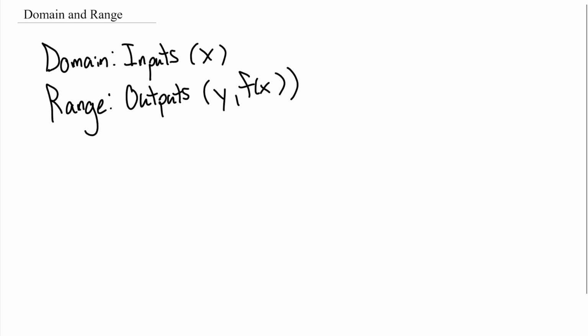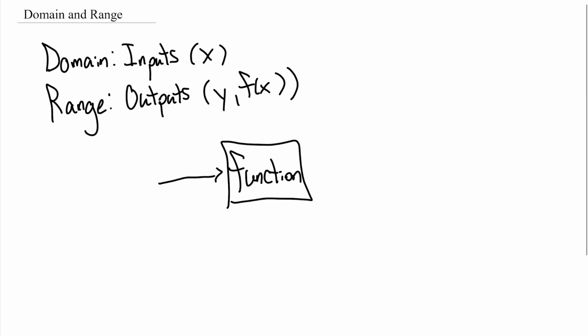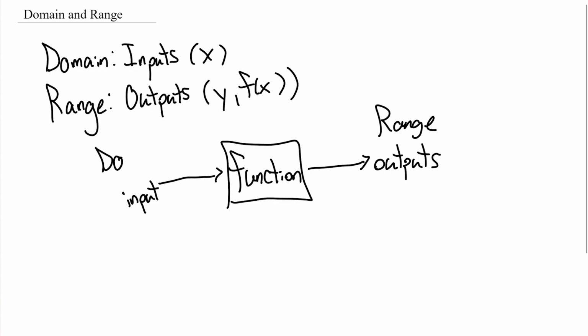The range is of less concern because this is kind of taken care of by the function, right? So if you just think of this like a machine, you have your function and you put something into the function, which would be the input or the x's, and the function spits something out, right? Which is the output or the y's. And this is going to be your range, all of the possible outputs. And then the domain would be all of the possible inputs.